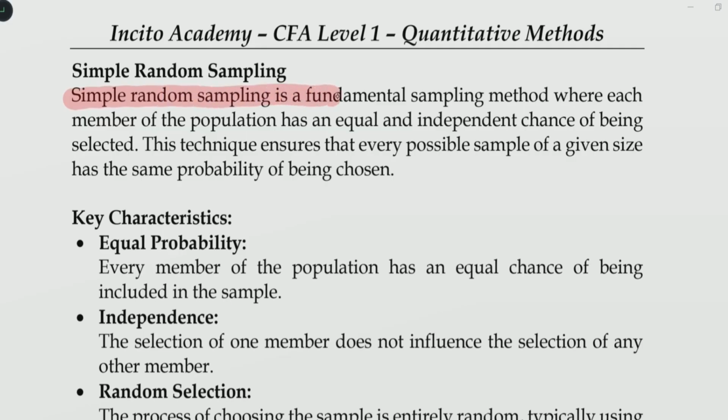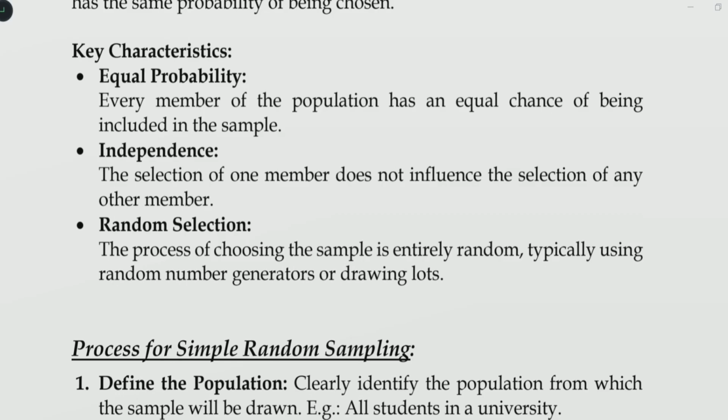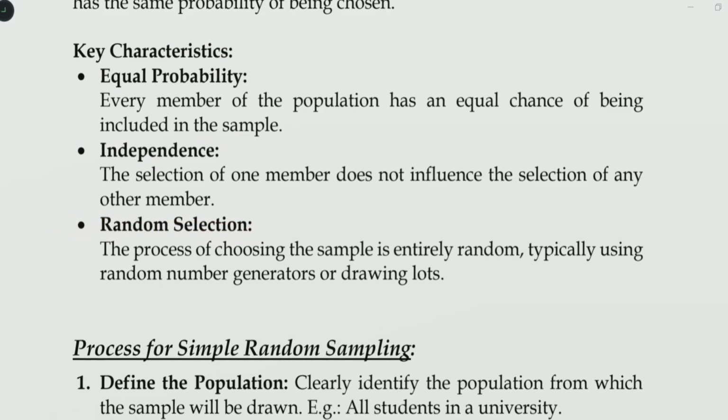Simple random sampling is a fundamental sampling method where each member of the population has an equal and independent chance of being selected. This technique ensures that every possible sample of a given size has the same probability of being chosen. So what we learned under the probability sampling meaning, that same meaning is conveyed for simple random sampling. So what are the key characteristics? Equal probability, independence and random selection. These are the three key properties.